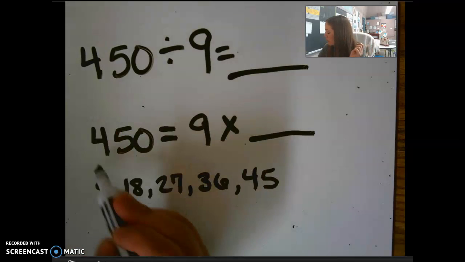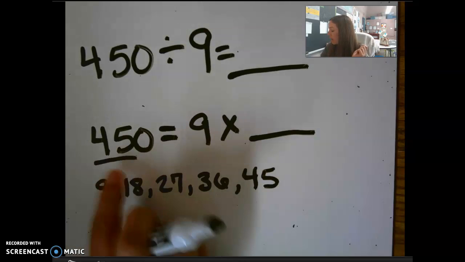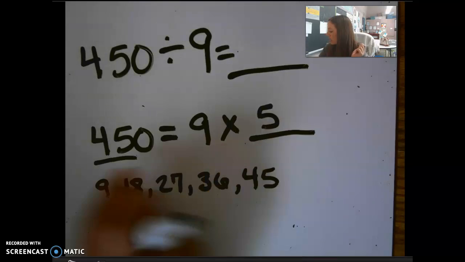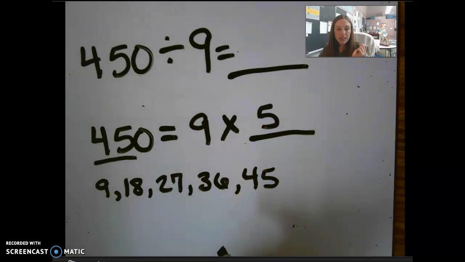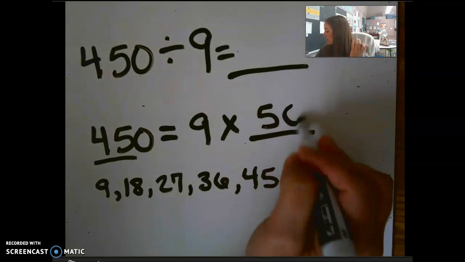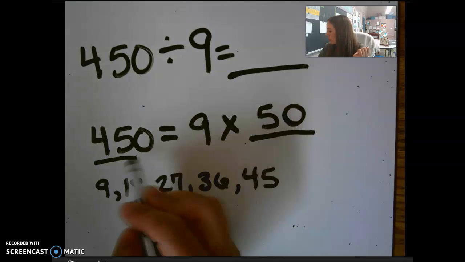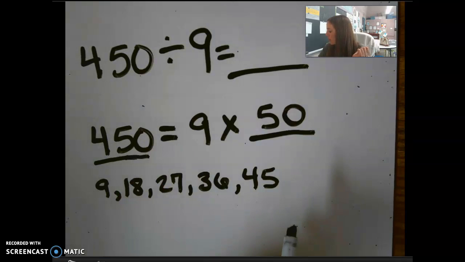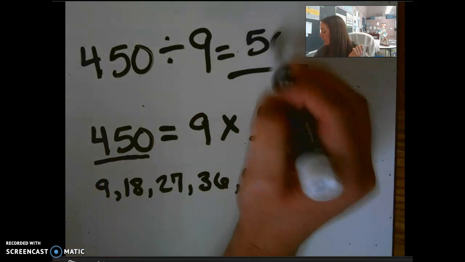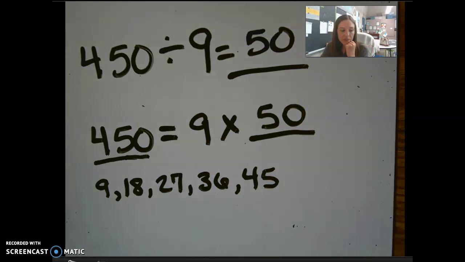Well, look. Our fifth multiple is 45. So we know that 5 times 9 is 45. And once again, I need to balance out my zeros. So I'm going to add it to the 5. 50 times 9 equals 450. So we know that 450 divided by 9 is 50. Pause the video to write all this down.